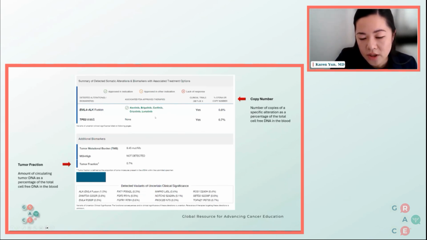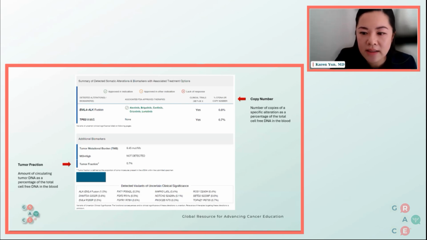And just like the other tissue report, this report also lists the FDA approved therapies for this specific ALK fusion. The report also mentions other biomarkers that are detected in the blood. In this patient, it's TP53. Just to make note, in the blood, the report will also sometimes mention copy number, which is just the number of copies of a specific alteration as a percentage of the total cell-free DNA in the blood.